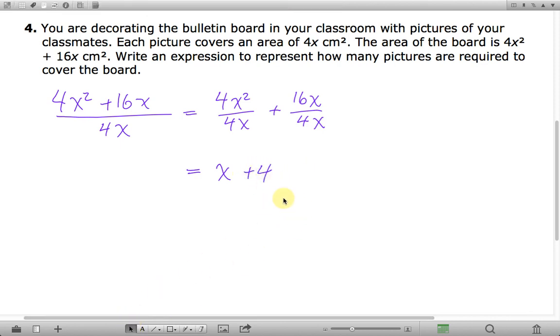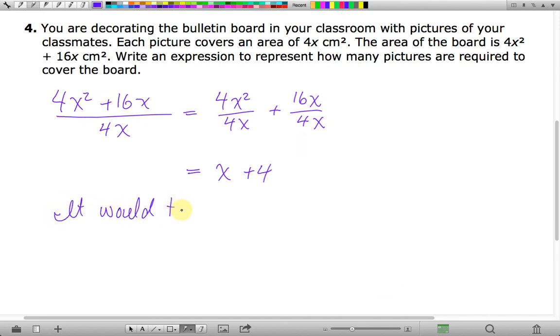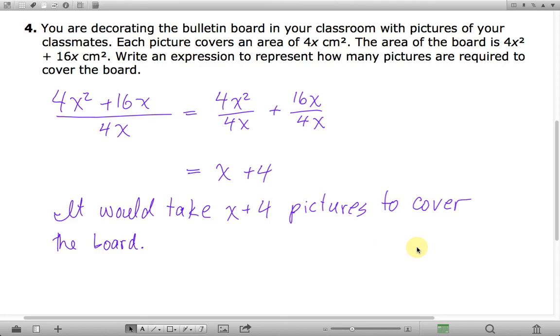And again, the process there is you're dividing the coefficients. 4 divided by 4 is 1, so this has a coefficient of 1. X squared divided by x is x. 16 divided by 4 is 4, and x divided by x is 1, so that factor divides out. So as a final statement here, you could say it would take x plus 4 pictures to cover the board.